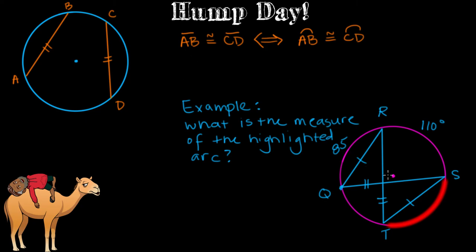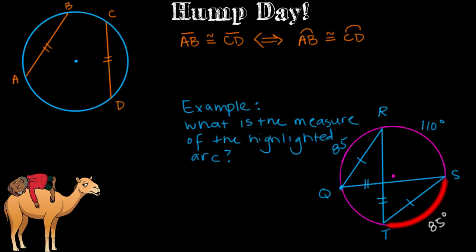And this property says that if the chords are congruent, then their corresponding arcs must be congruent. So I now know that arc ST has to come out to a total of 85 degrees. So this arc right here will be 85 degrees. And this is pretty much the first property right there. If the arcs are congruent, then the chords are congruent. And if the chords are congruent, then the arcs are congruent.